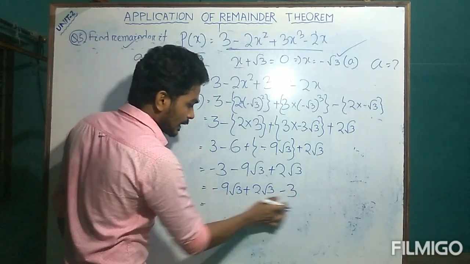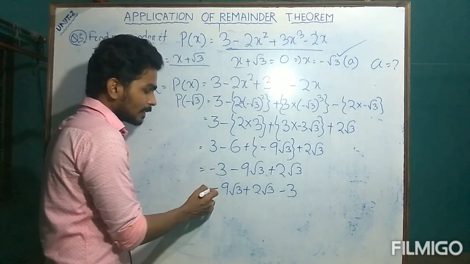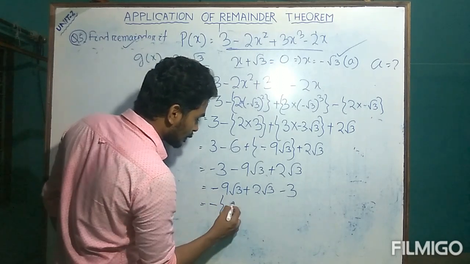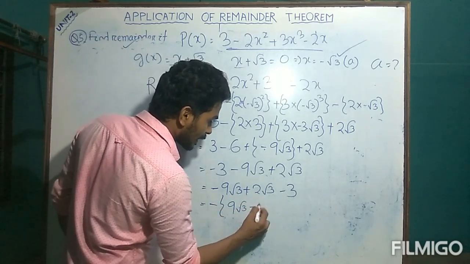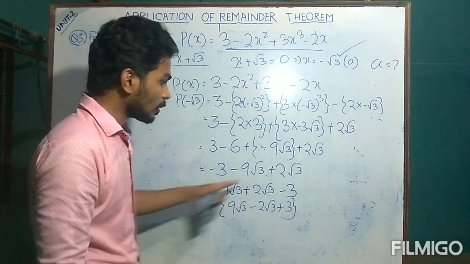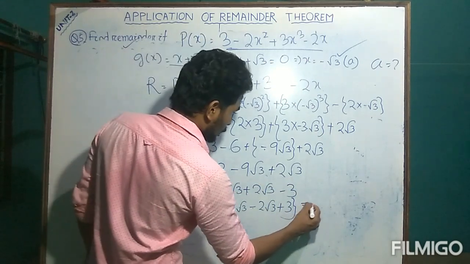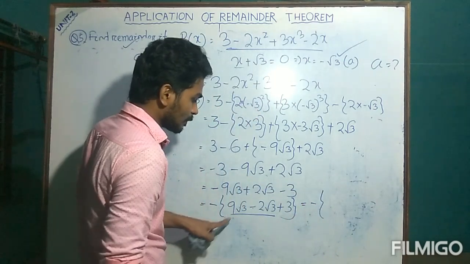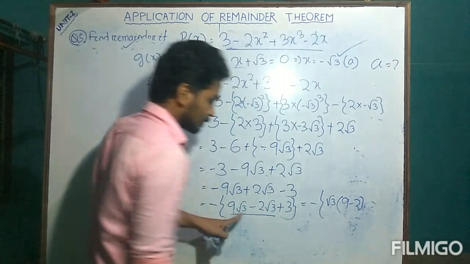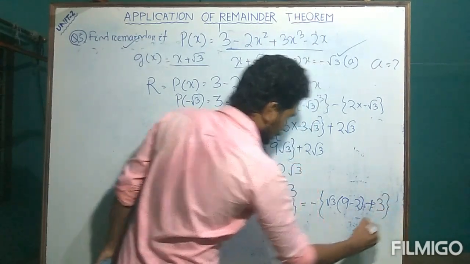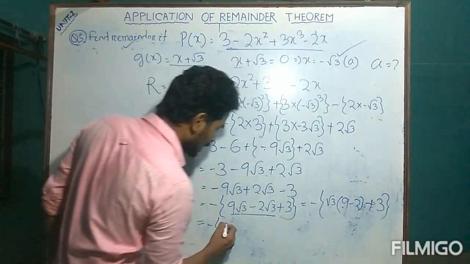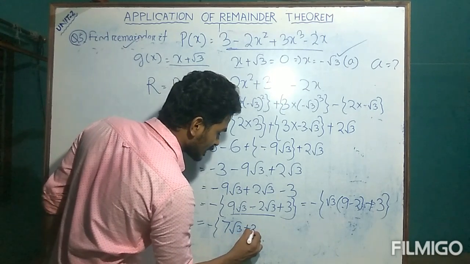So see, in the term we have a negative sign from the first, so we can take minus as common. So all the signs will be changed. Minus, it will be minus 2 root 3, it will be plus 3. So minus sign is taken as common from all the three terms. So minus, from these two irrational numbers we can get root 3 as common. So we have 9 minus 2 plus 3. Okay. So minus 9 minus 2 is 7. So 7 root 3 plus 3.